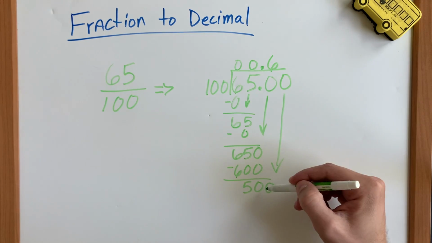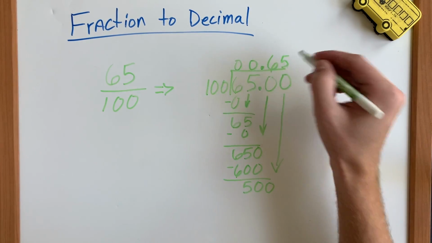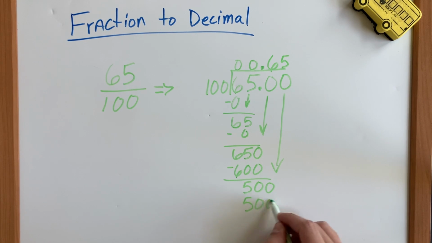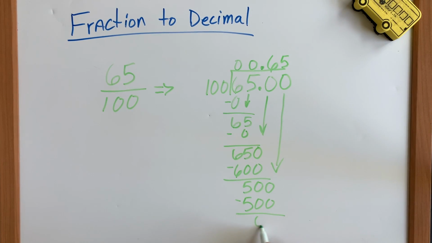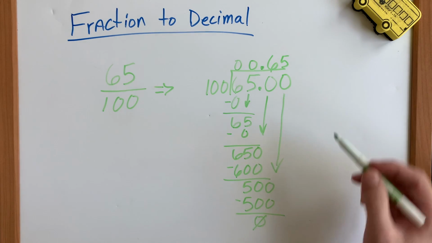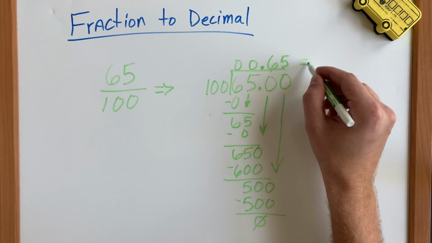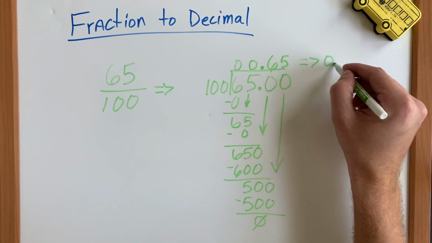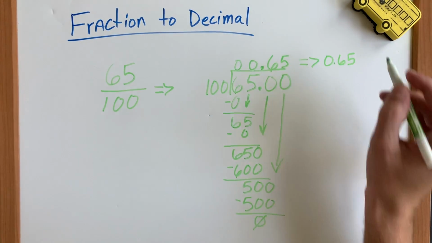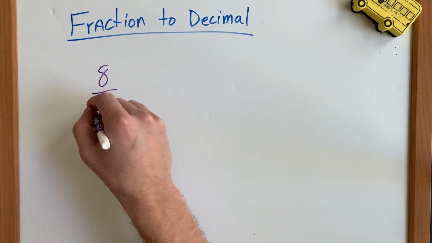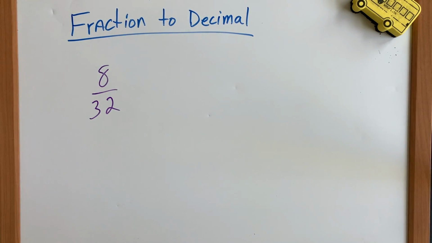And 100 goes into 500 5 times. 5 times 100 is 500. We subtract, and I have nothing left over, and I've used all the values. So the final answer up here, let's go ahead and rewrite this. 0.65. All right, let's take a look at another example like 8/32.